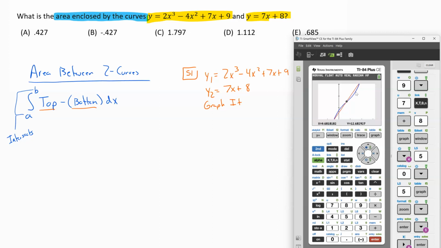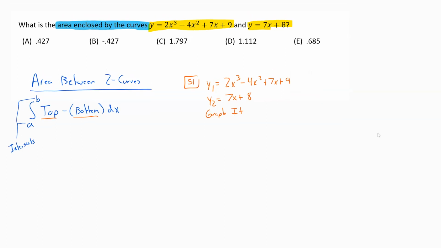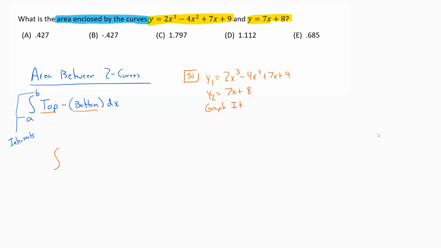For the first one, the blue graph, if I go back into my y equals, I can see the blue graph was my y1 graph and the red graph is my y2 graph. So for the first integral, I need blue on top of red. So what I would be looking at now is I would say, okay, I need the integral. The blue graph is my 2x cubed graph. So this would be 2x cubed minus 4x squared plus 7x plus 9.